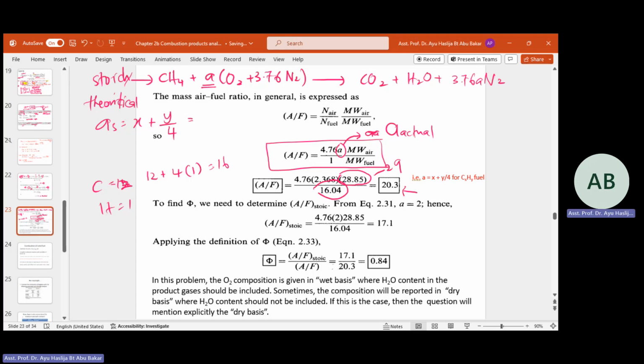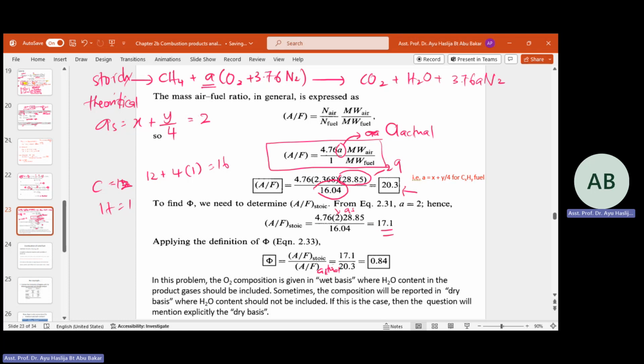Okay, next is to find the equivalence ratio. Equivalence ratio, we know the equation is AF stoic over AF actual. AF stoic, find AF stoic using the A stoic. The stoic from before is from the chemical formula of the fuel, so you will get 2. This is A stoic. A stoic is used to find AF stoic, because the equivalence ratio involves the stoic, AF stoic over AF actual.